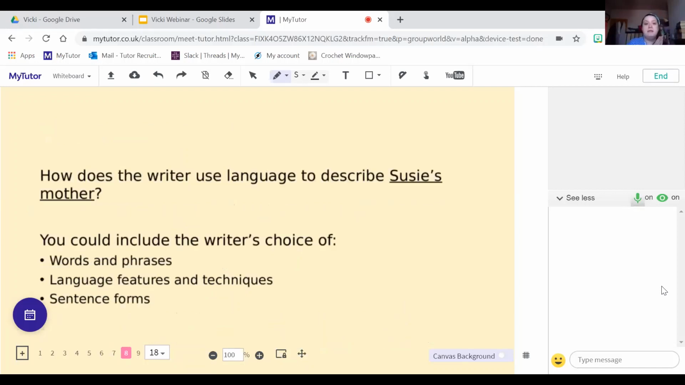So this is our question today. So how does the writer use language to describe Susie's mother? So again, we've got the same 3 bullet points there. I'm just going to have a quick look at the Q&A and the chat to see if I have missed anything. Can we go through different types of clauses? Yes, we can. I will do that tomorrow for you. So it's a bit more detailed and we've got loads of examples. So yeah, we will go through clauses tomorrow.